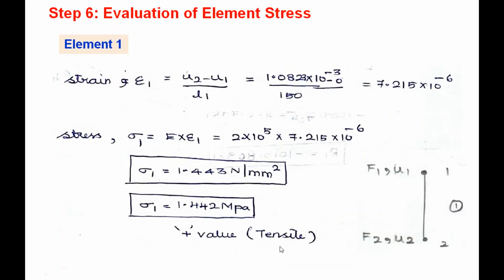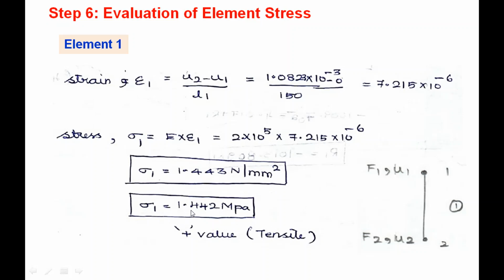After knowing the deflections u1, u2, u3, we can calculate the element stresses. First we find the strain epsilon 1. By definition, it is u2 minus u1 divided by L1, where u2 is the displacement at node 2 and u1 is the displacement at node 1. This gives the strain 7.215 into 10 power minus 6. Then we multiply the strain with Young's modulus E to get the stress: 2 into 10 to the power 5 into 7.215 into 10 power minus 6. Sigma 1 is 1.443 Newton per mm square.